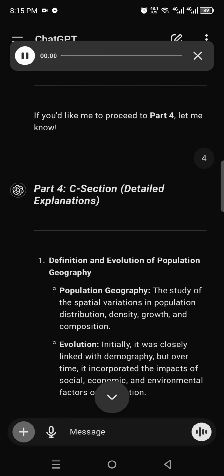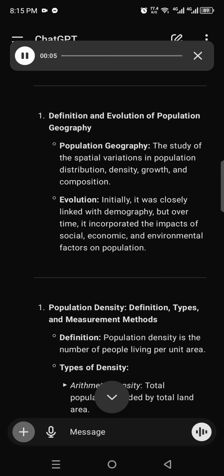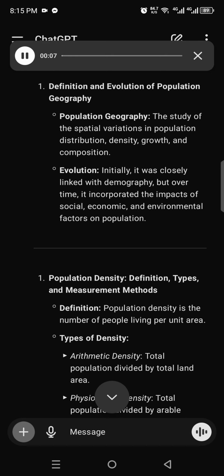Part 4. C section, detailed explanations. 1. Definition and evolution of population geography. Population geography is the study of the spatial variations in population distribution, density, growth, and composition. Evolution: initially, it was closely linked with demography, but over time, it incorporated the impacts of social, economic, and environmental factors on population.